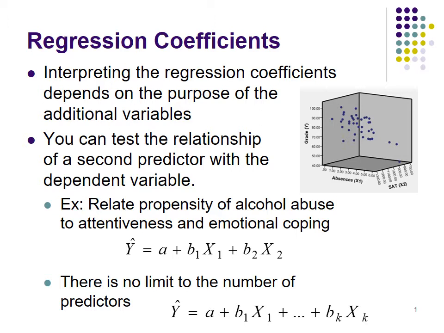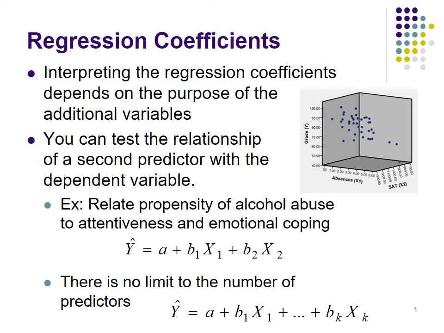As we add additional regression coefficients, we're adding additional predictors, and the idea is that we're trying to get better prediction, explain more of the outcome, the outcome or y, than we would with any one particular predictor. And again, there is no limit to the number of predictors that we can add, as long as each one is providing us incremental validity. Each one's explaining a little bit more of the outcome of y.